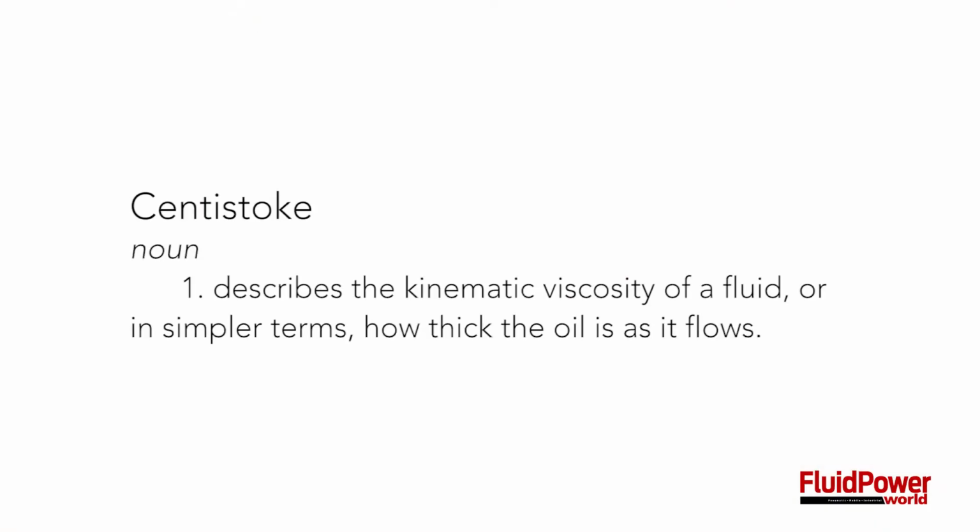Centistoke describes the kinematic viscosity of a fluid, or in simpler terms, how thick the oil is as it flows. See, I told you it was simple. The test rig for measuring kinematic viscosity is simply a graduated cup or accurate measuring lines with a calibrated hole in the bottom. The hole is 1 millimeter square. Sample fluid is added to the cup, and the time it takes for the given fluid to drain out of the hole is how many centistokes the liquid is.